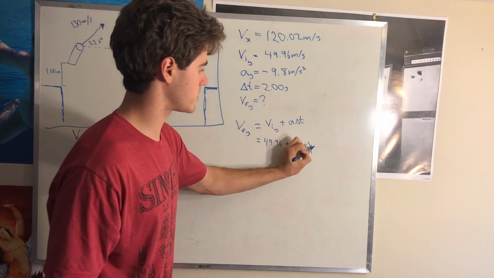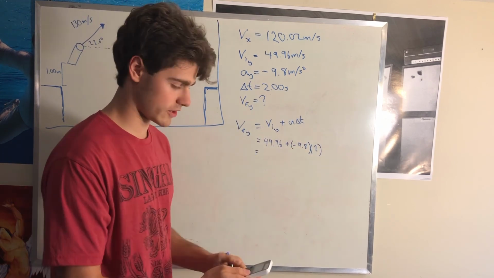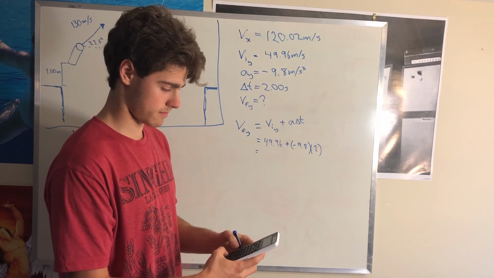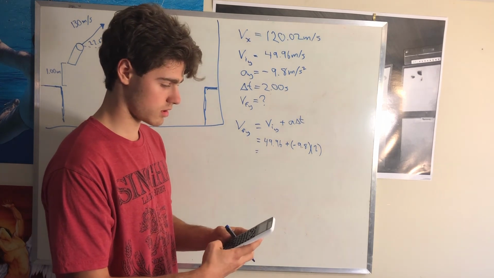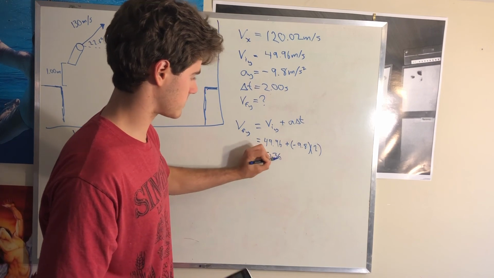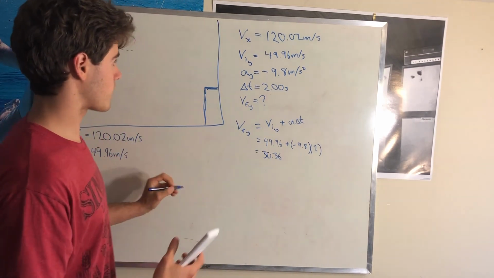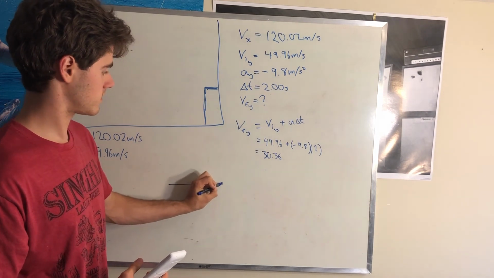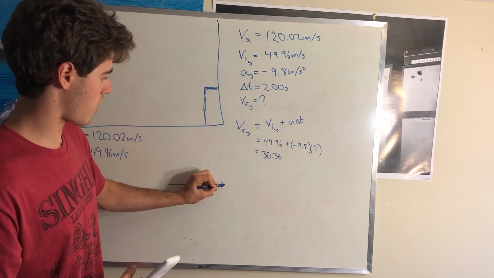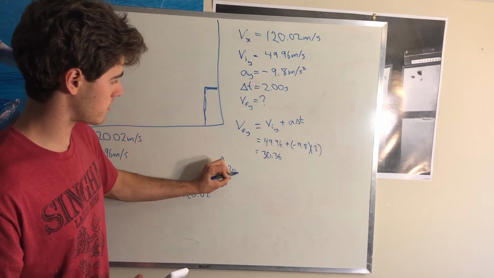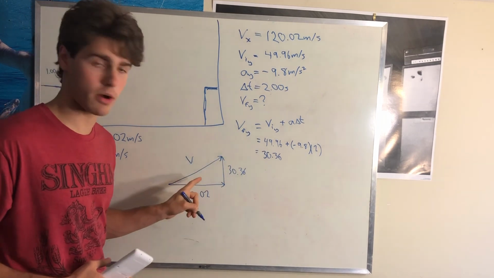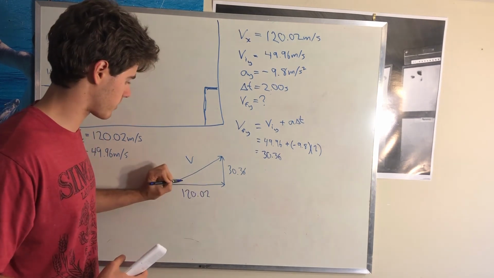And the value for time is 2 seconds. If I just plug that into my calculator, 49.96 plus negative 9.8 times 2 gives me 30.36. So now we have an x component of 120.02, and we have a y component of 30.36. And the question asks us to find this component. This is the result that we're looking for.